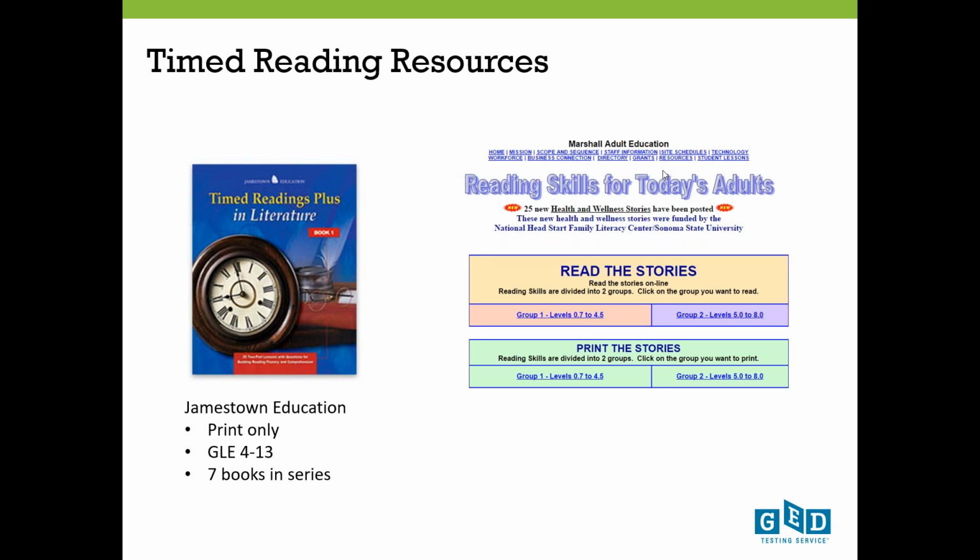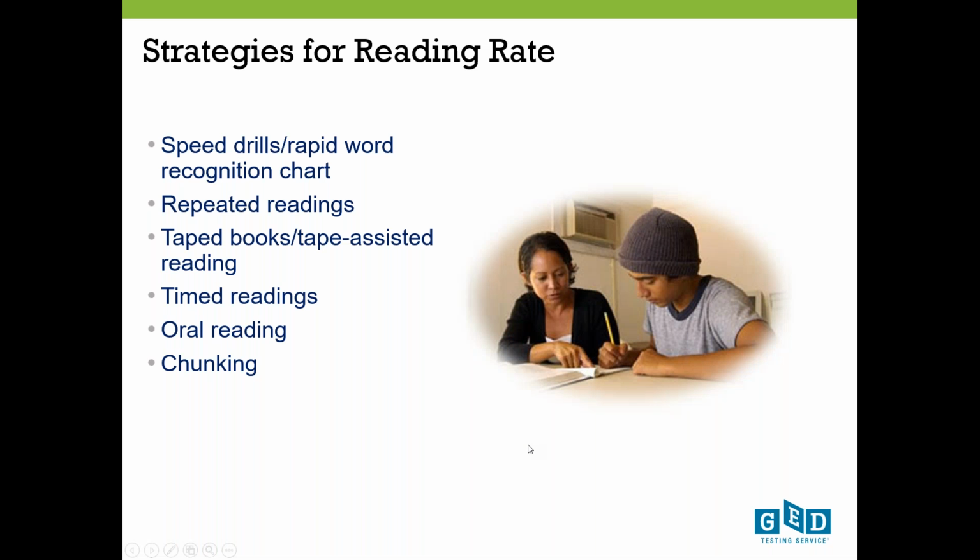So those are the kinds of things that I would use. If I take a look at Reading Skills for Today's Adults, I could pull a story from there and use that to determine reading rate. But you really want to look at what they may have tested from TABE or what you have found from CASAS as you do that initial testing for students coming in. So a couple last minute things with this. There's speed drills where you can do some rapid word recognition charts. You can have students do repeated readings. You can have students listen to taped books or tape-assisted reading so that they can go back to it.